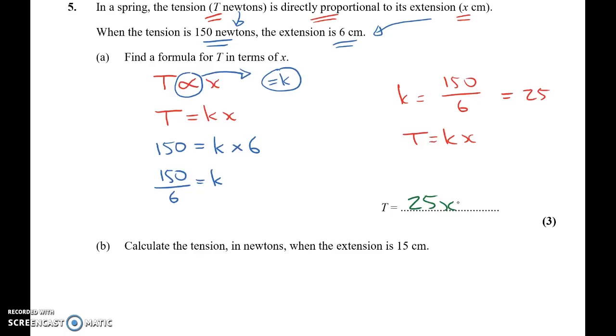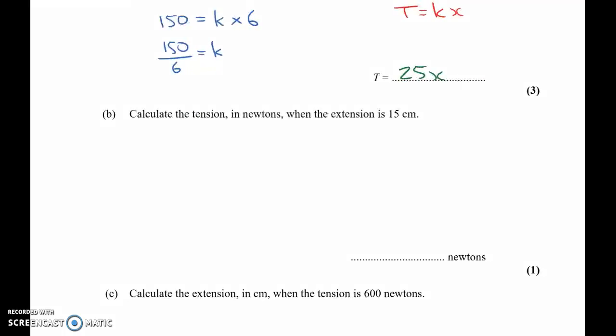Right, part B then says calculate the tension in newtons when the extension is 15 centimetres. Okay, this is worth 1 mark if we scroll down. Well, we can use our exact same equation again. So we can say that T is equal to k times x, but that was pretty pointless because we've worked out what k is. So our equation now, as we know from the last answer, is T is 25x.